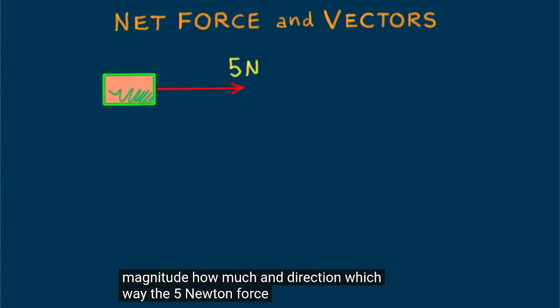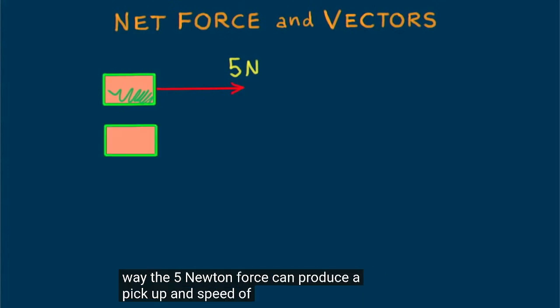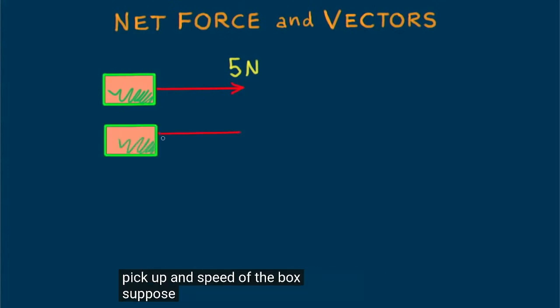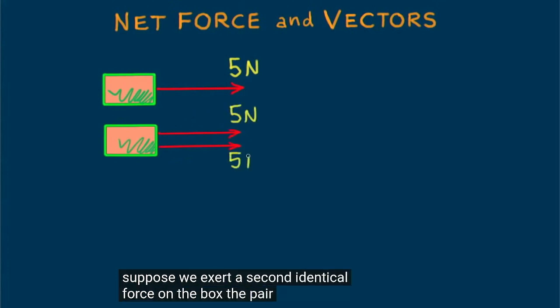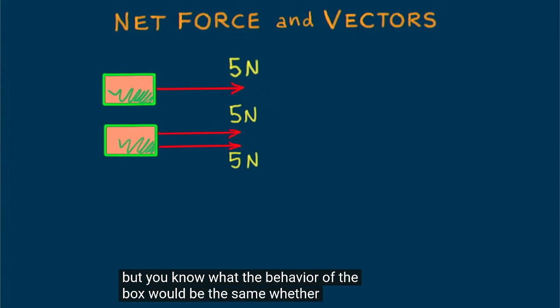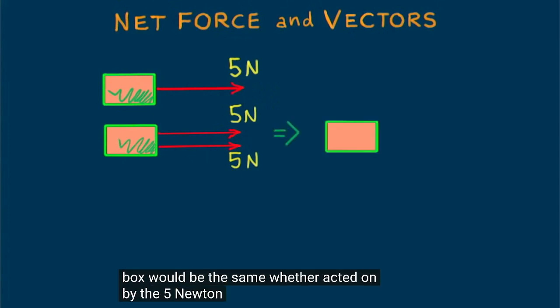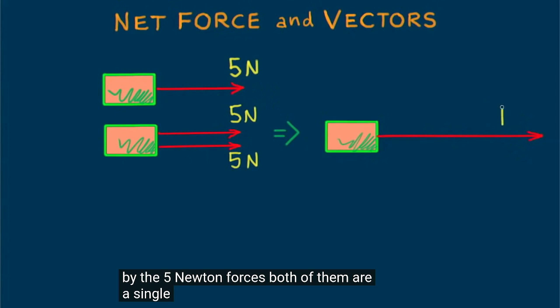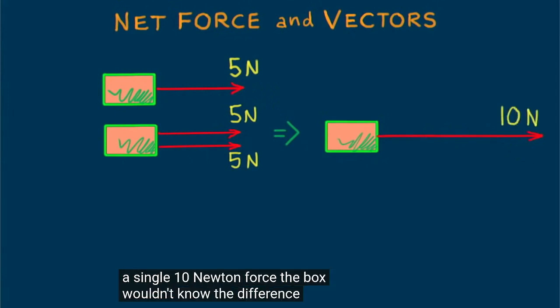The 5-Newton force can produce a pickup in speed of the box. Suppose we exert a second identical force on the box. The pair of 5-Newton forces will double the gain in speed. But you know what? The behavior of the box would be the same whether acted on by both of the 5-Newton forces, or a single 10-Newton force. The box wouldn't know the difference.